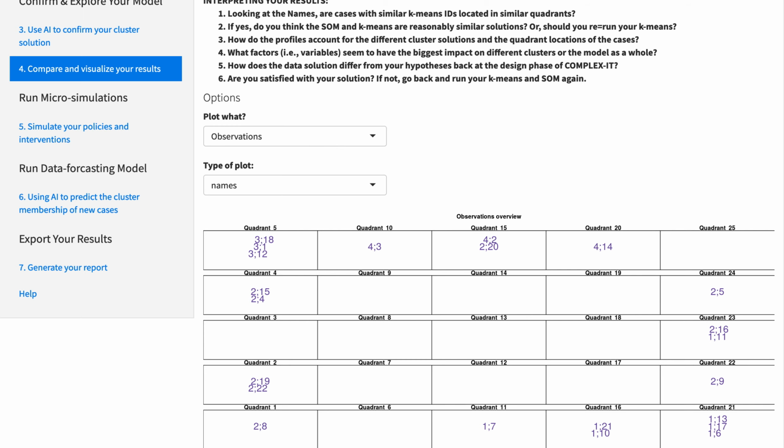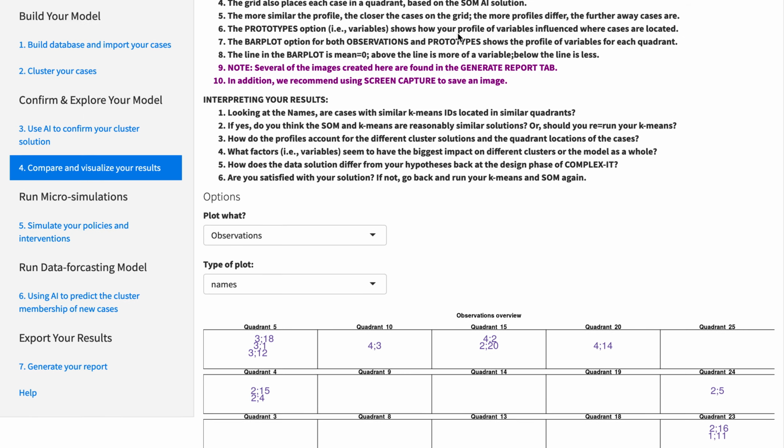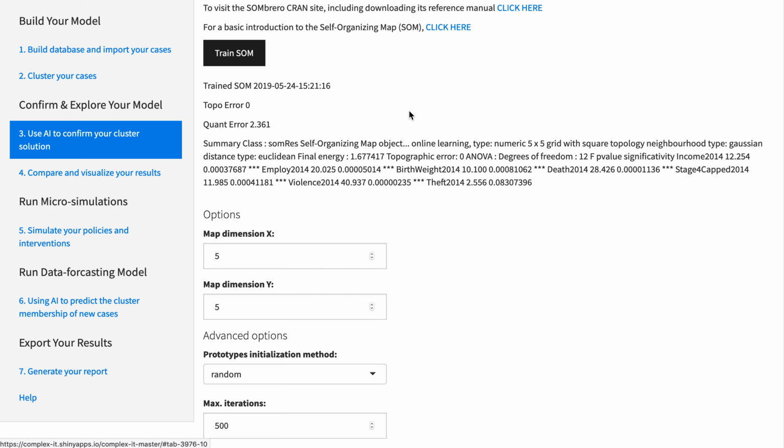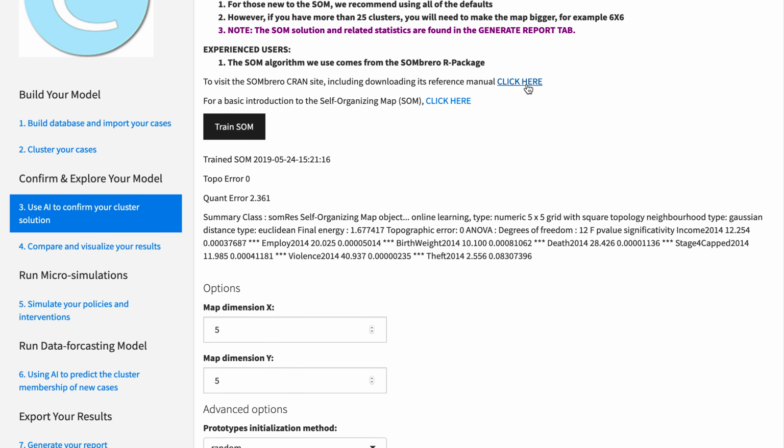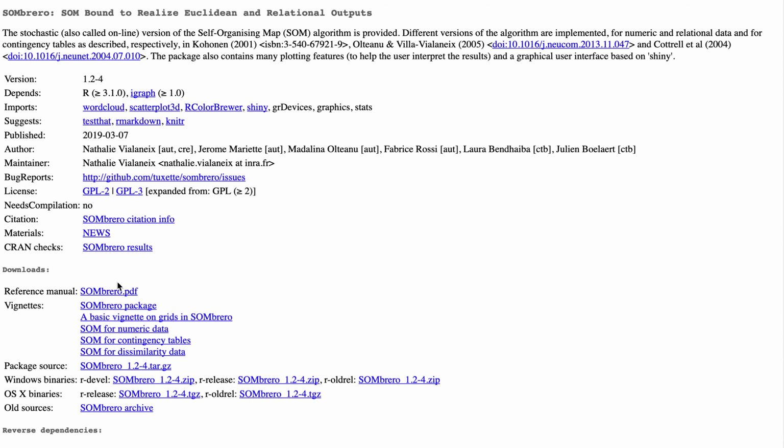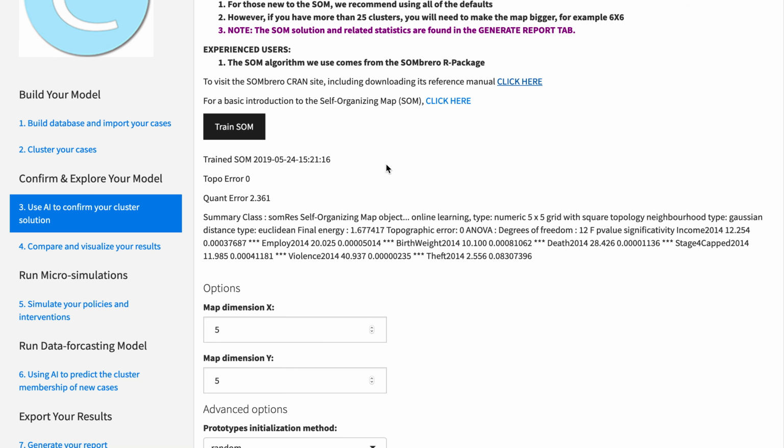For those interested in a more in-depth analysis of that, you can go to tab 3 and go to the CRAN website, which provides some PDFs and other more in-depth explorations that help you better understand these statistics. But for now, it's sufficient to know that they're pushing themselves towards 0, and that's demonstrating a good fit.